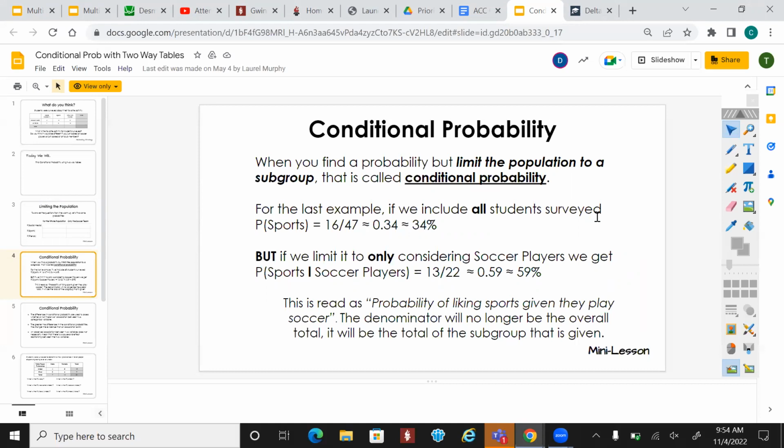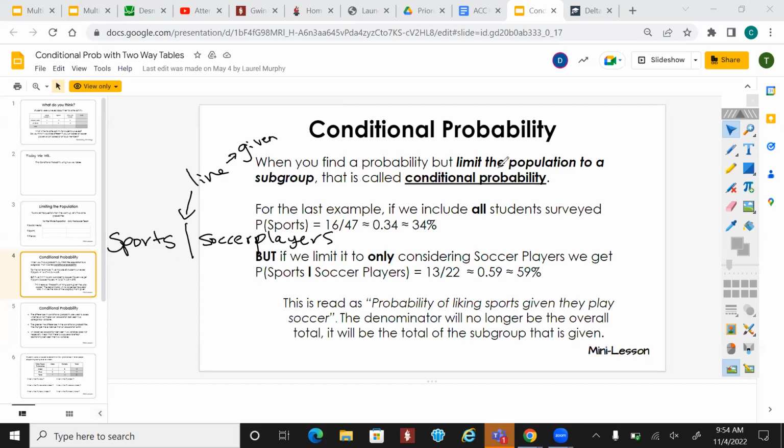So this is read as the probability of liking sports given that they play soccer. The denominator will no longer be the overall total. It will be the total of the subgroup that is given. So really quick, what they're saying is sports given that they are soccer players. Okay, this line right here is not an I. This is a line that means given.